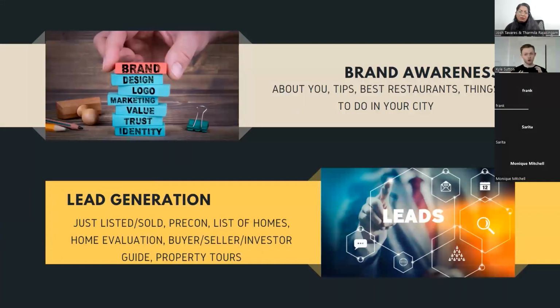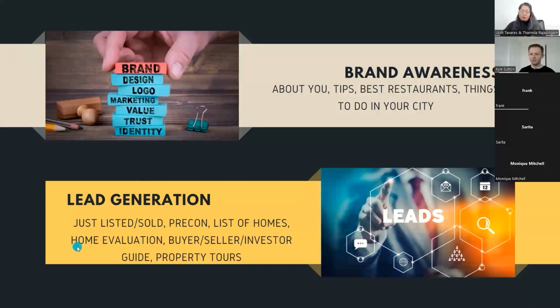Or if your brokerage has an IDX website where you can search properties, again, I still would try to avoid that if possible, because the last thing you want to do is spend money to give your brokerage leads, which you may or may not get. So if you don't have your own IDX website, I would steer away from it. You can make it work, but there's other things that I would recommend instead.